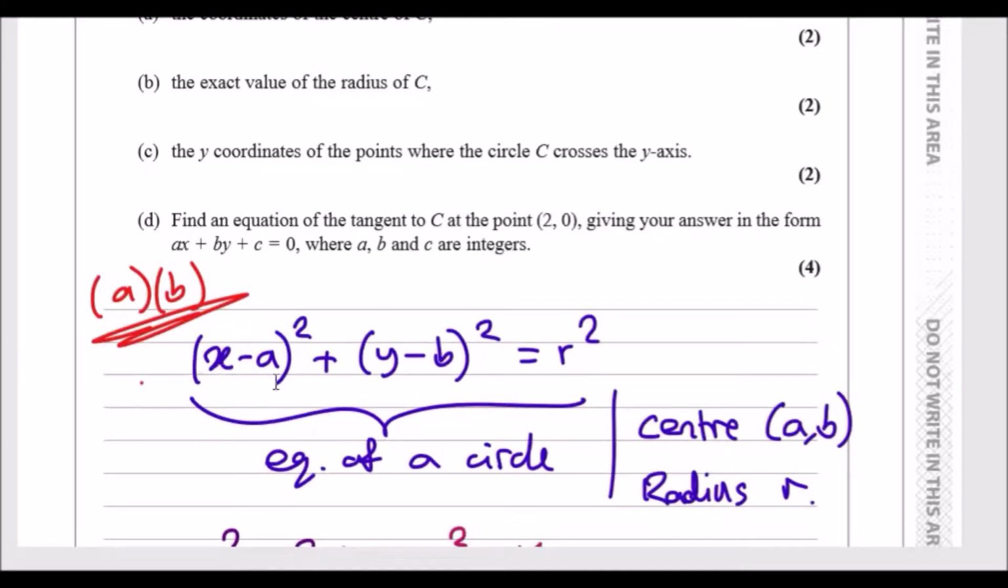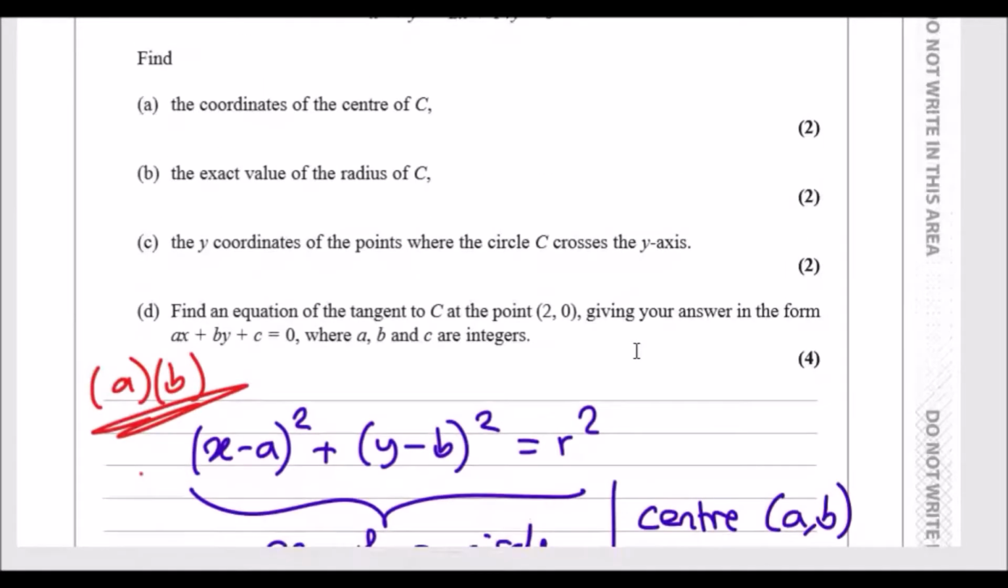It's always x minus a all squared plus y minus b all squared equals the radius squared. And you've got to note that a and b are actually the center of the circle. It's the coordinates for the center of the circle. So these are fixed values, yeah? That's one thing to know, they're fixed values.